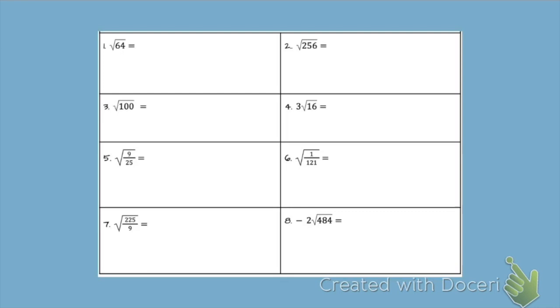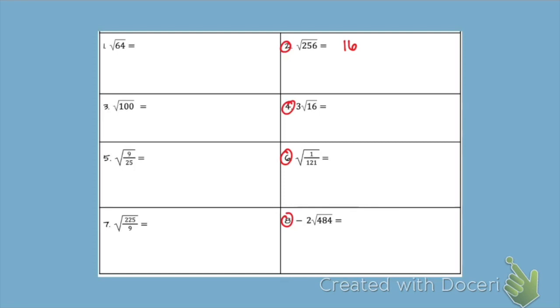Okay, for these next 8 examples, I'm going to do the even ones with you and then pause the video and have you do the odd ones. First of all, problem number 2, square root of 256. We can just type that in our calculator and we get 16. That's because 16 times 16 gives us 256.